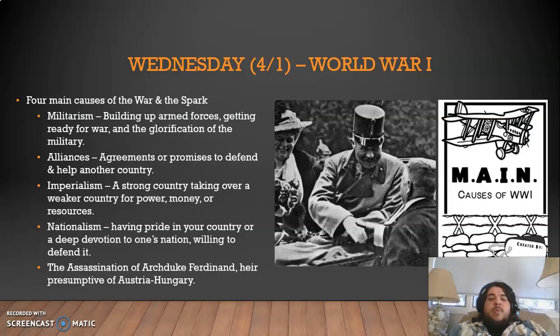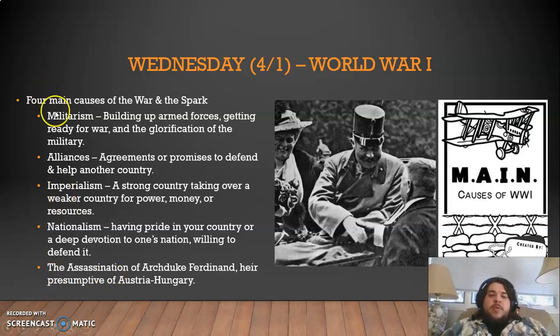Then we talked about World War One. There's four main causes, you know them: militarism, alliances, imperialism, and nationalism. Then we talked about the spark, right? But let's go over our definitions. Militarism: building up armed forces, getting ready for war, and the glorification of the military. Not a bad thing unless it's done too much, right?